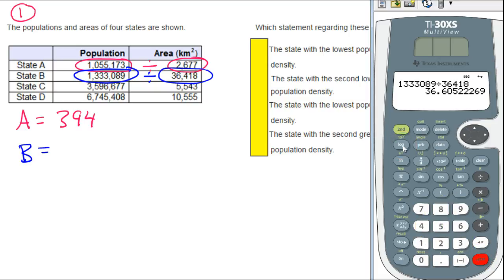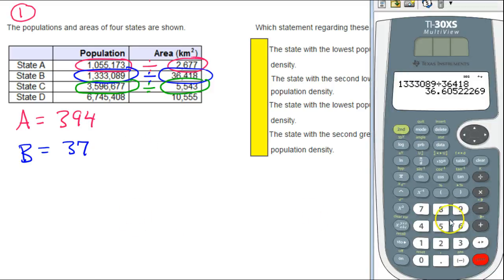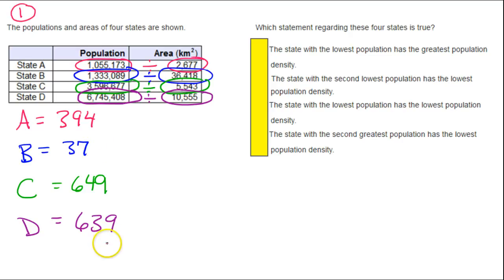Okay, I'm getting 37. Yeah, I'm rounding to the whole number, so I'm getting 37 people per square kilometer in state B. That's a big difference. All right, let's go for state C. Population divided by area. I'm going to do these last two off camera because I think you get the idea. You don't need to see me typing. All right, so there we have the population density of each of these four states.